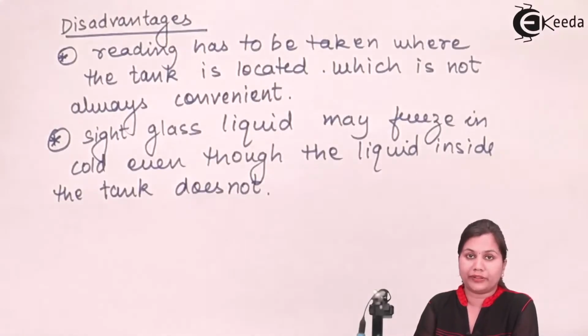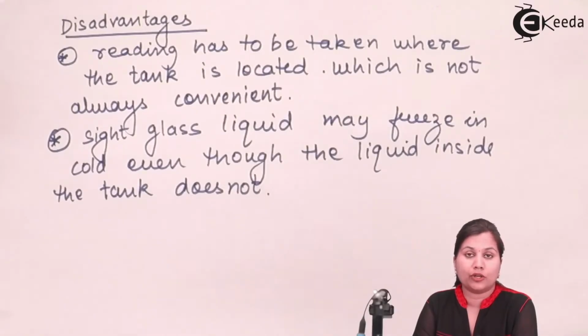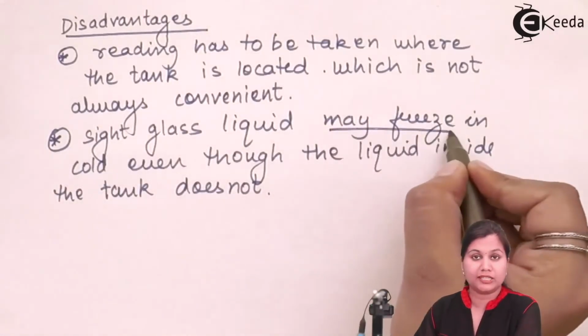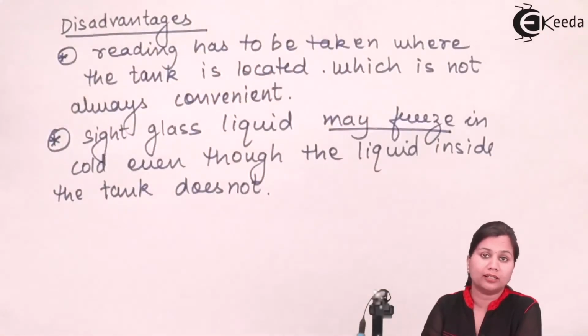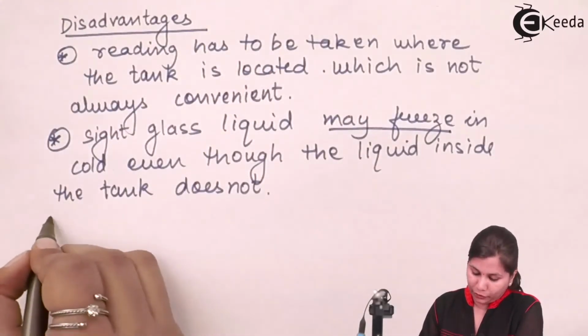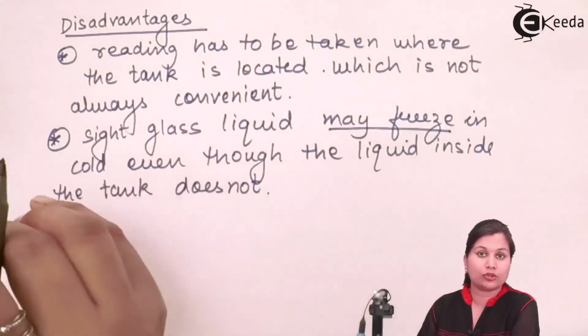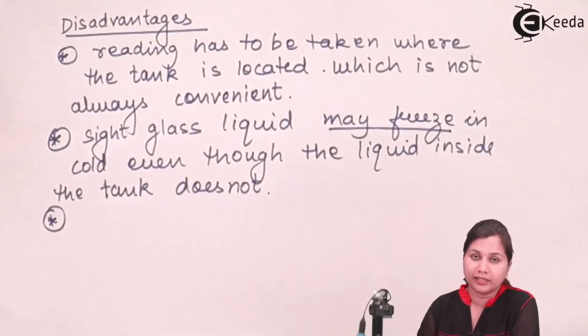Now, in cold weather conditions, it may happen that the liquid in the side glass tube may freeze, but the liquid which is present in the tank does not freeze. So in those conditions, this method gives us an error in the readings. So there are conditions in which the liquid may freeze in the side glass but not in the tank. That is also a disadvantage of this method, that in this case it is going to give us an error in the readings.